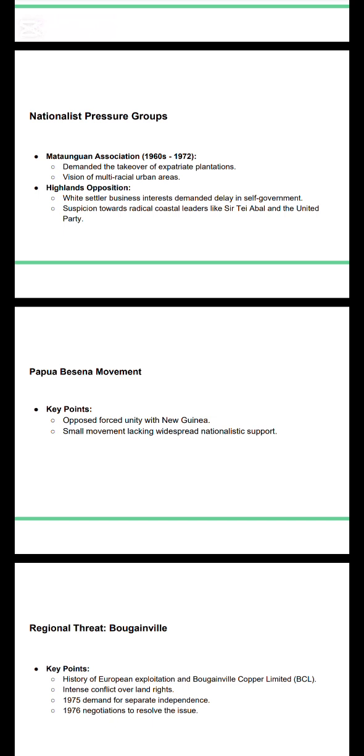Now, first is the Mataungan Association of the 1960s to 1972. I said they had diverse interests, and one of their interests was that they demanded to take over the expatriate plantations. Okay, if they demanded to take over expatriate plantations, you would notably know that they were fighting for equal opportunity in the plantation business, or equal opportunity in terms of the economic and social benefits that come with the plantation system. So you can say it was economic. They were fighting for economic opportunity over the white settlers.